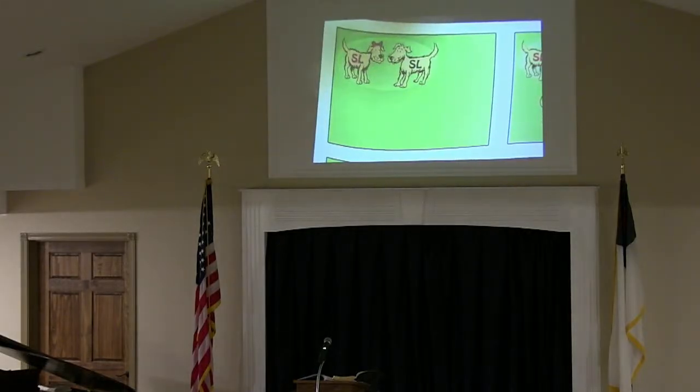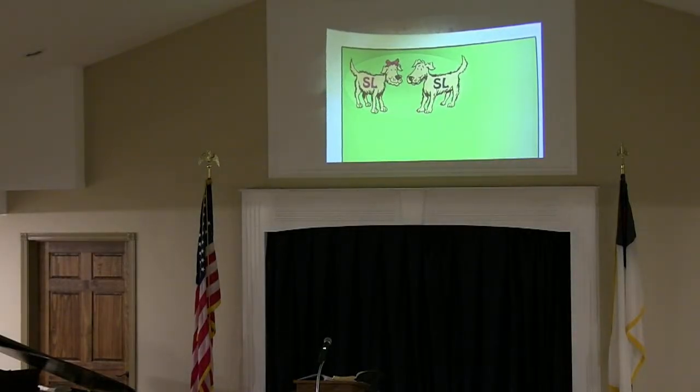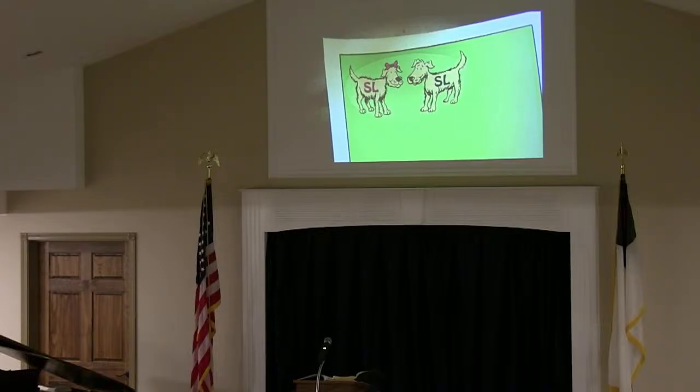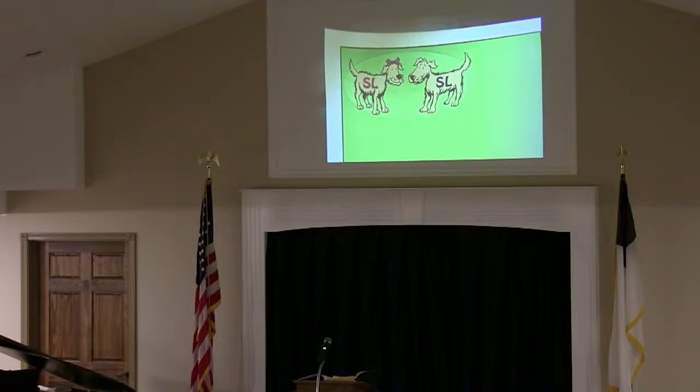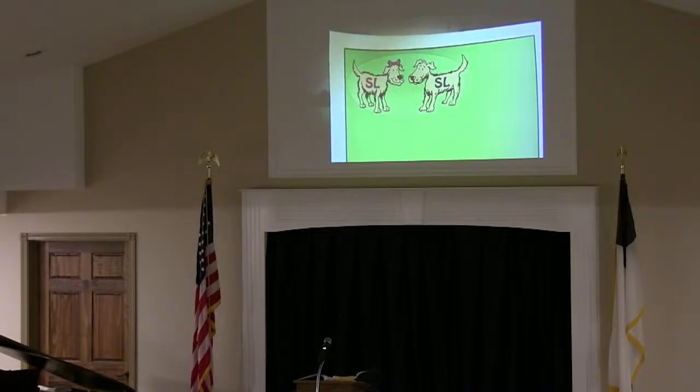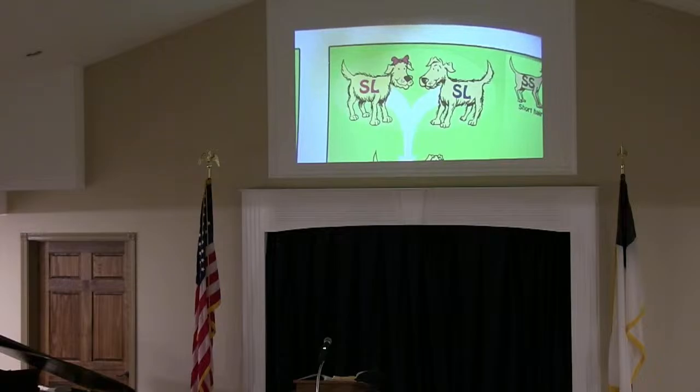Here are 2 dogs that have an S gene and an L gene. S for short hair, L for long hair. S and L together give a medium hair length dog, okay? So these were the 2 dogs, if you like, on Noah's Ark. So they fall in love and they have offspring.